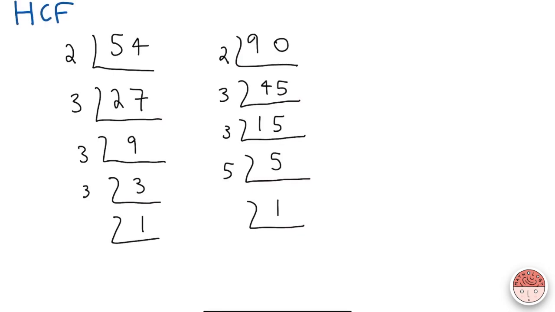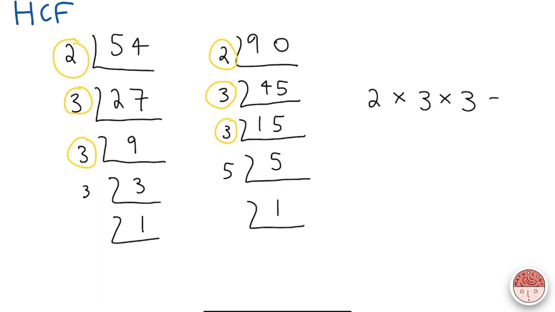To find the HCF, we would have to look at the prime factors of both these numbers on the sides and circle all the ones that they have in common. In this case, it's 2, 3, and 3. And so the HCF of 54 and 90 would be 2 times 3 times 3, which is 18.